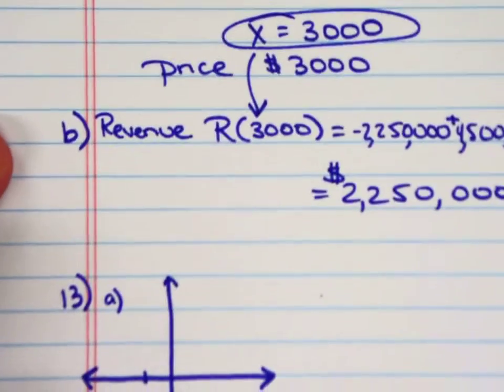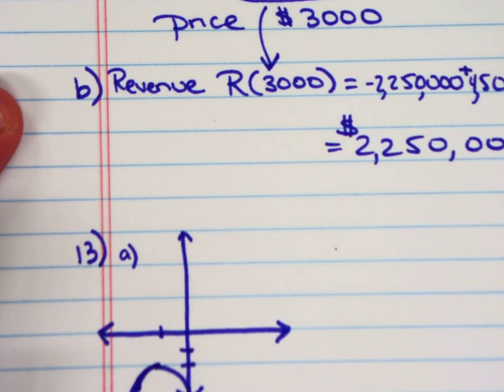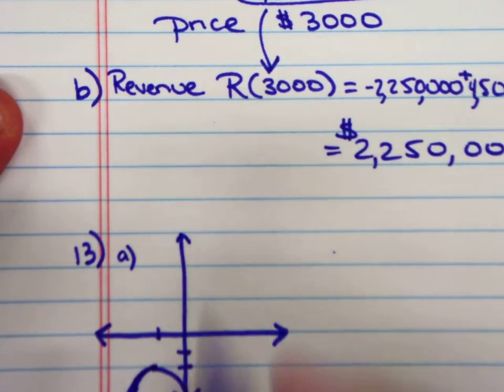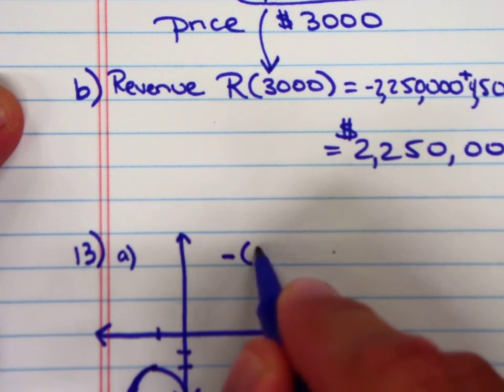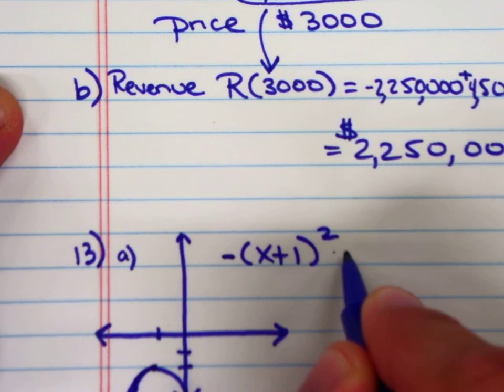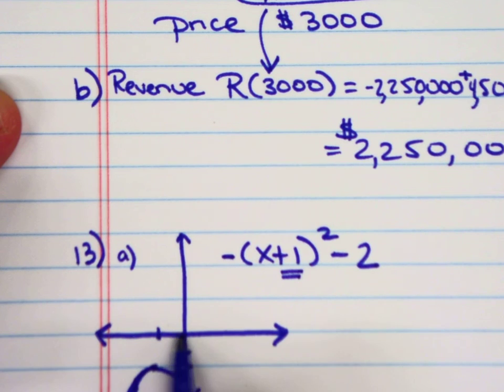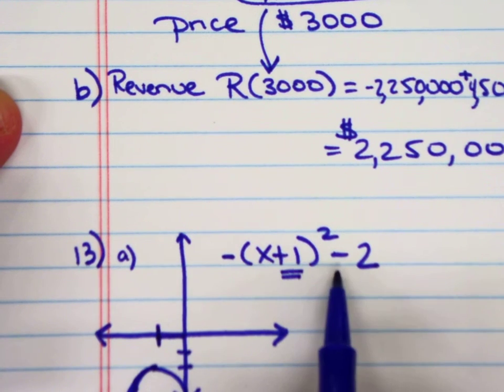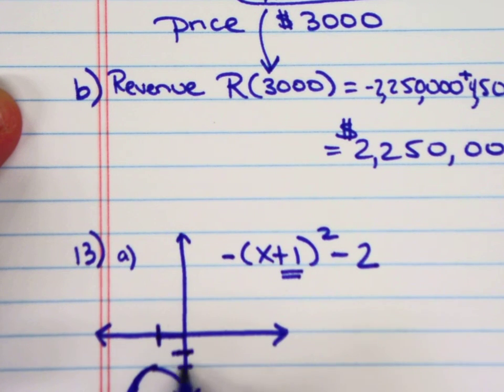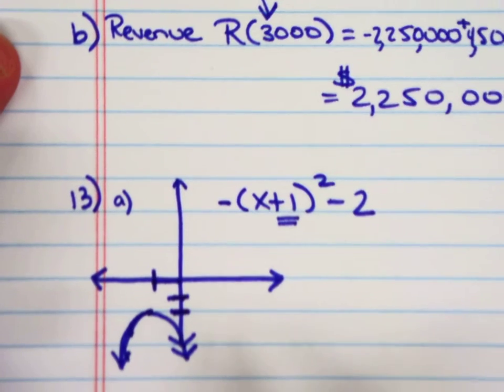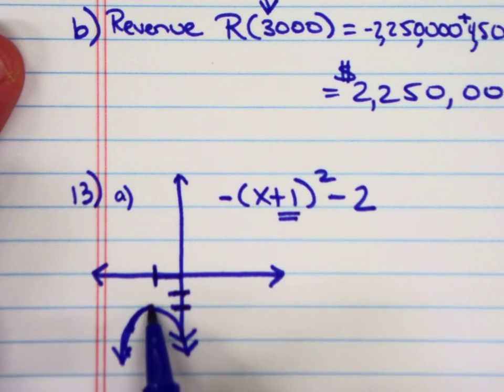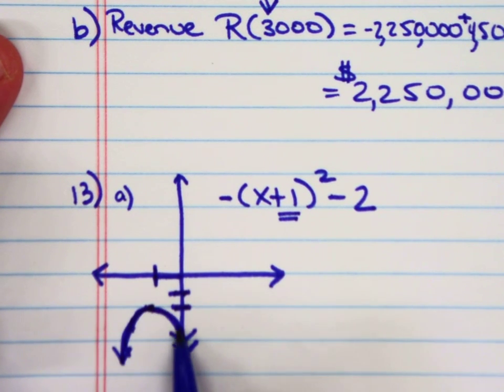For 13a, asking you to sketch that graph. Since it's using transformations, the function is -(x plus 1) quantity squared minus 2. Plus 1 on the inside moves the vertex left 1 unit. Minus 2 on the outside moves it down 2 units. And then since it's negative on the outside, that reflects it over the x-axis, flipped upside down. So you get this function for f of x.